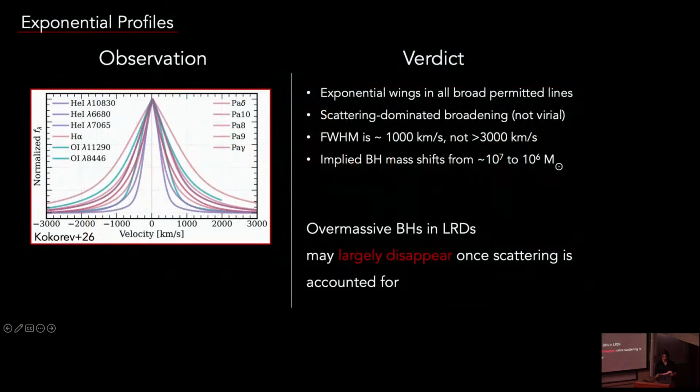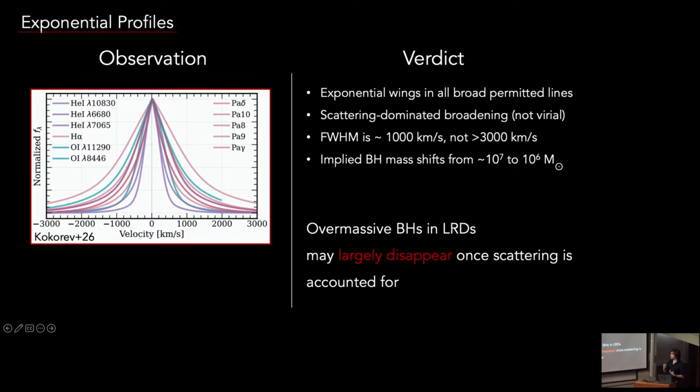The first one is exponential profiles. Because the signal to noise is so high, we can test whether a simple Gaussian broadening, or exponential profiles induced by scattering, are a better fit. It turns out that all of the broad permitted lines are better represented by an exponential, right? That implies that this medium is scattering dominated and not just simply virial. So that's one piece of evidence that points to this dense gas idea.